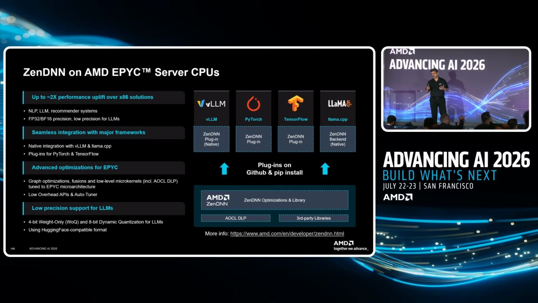So you get PyTorch and TensorFlow, then you do a pip install, get ZenDNN, and run your frameworks with it, right? Now, this is only a 20-minute talk, so I can't go into all the optimizations that we have done, but there are graph optimizations, fusions, the low-level microkernels like the AOCL DLP, and in some cases, we might even use third-party libraries, whatever works the best and gives you the best performance.